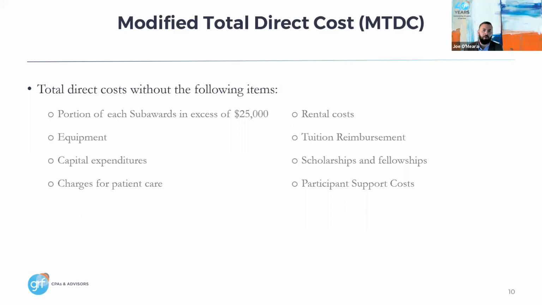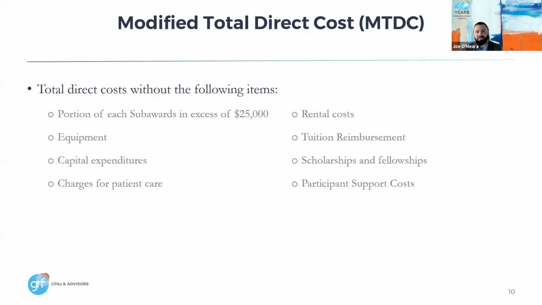Great. So when we talk about the 10% de minimis rate, we mentioned the modified total direct cost. And this is the basis on which you'll calculate the 10%. So how you arrive at that is you take your total direct costs on the federal award without the following items. So you subtract out these items to arrive at the MTDC.